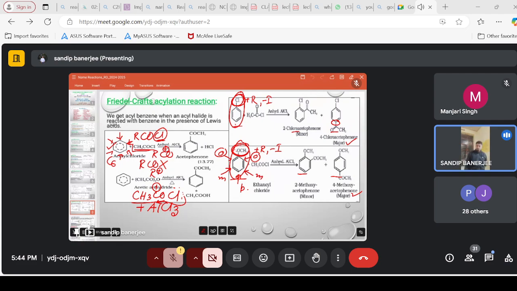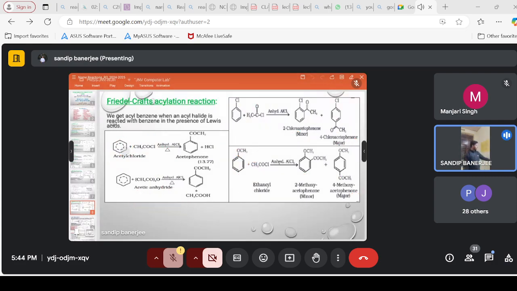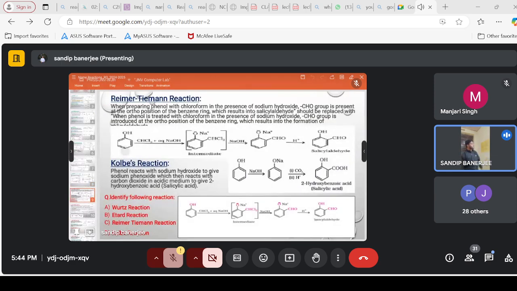Let's think about a 100% product. If you are considering this major product to be 60% and this 30%, the meta product will form. That will not be zero, but it might be 1%, 2%, 3%, etc. Any confusion, anyone? Okay. Now I am proceeding to the next reaction.